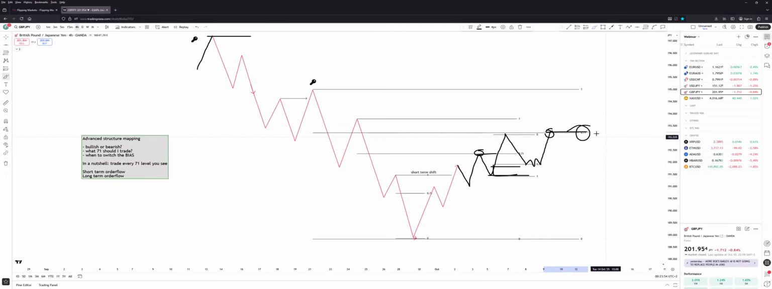And when the 71 level protected level is getting reached, price has a really high chance to reverse back down into a bearish direction, like I told you at the beginning of this video.